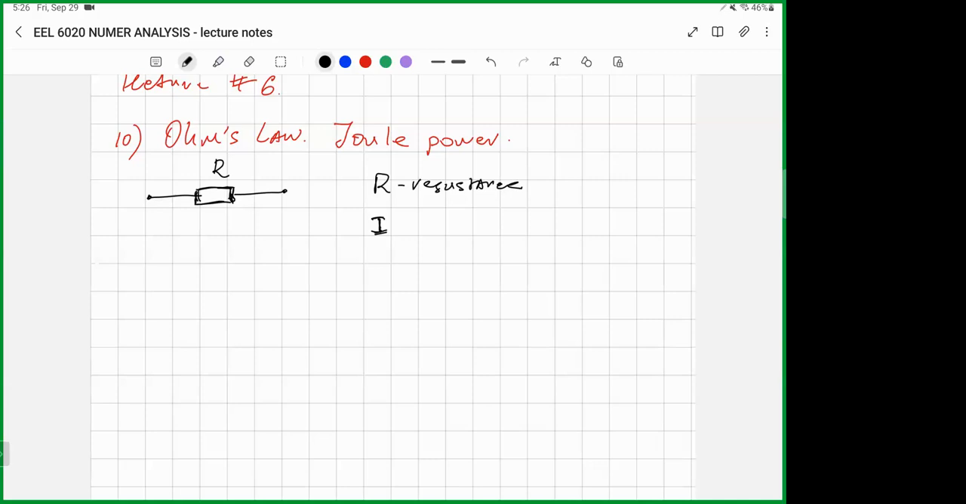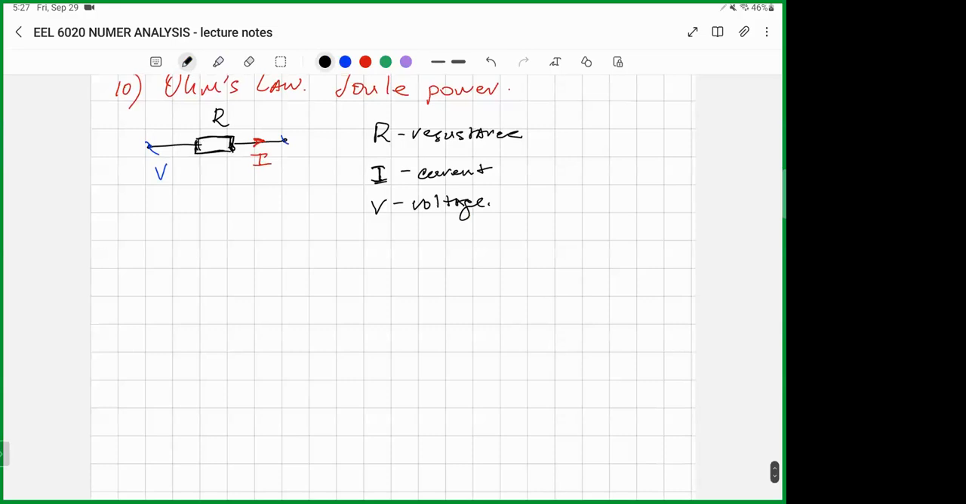So we have this resistor. We suppose that we have a current flowing through this resistor, and the current is caused by connecting this resistor to a power supply with voltage V. Okay, so this is the voltage. So this I is a current. V is a voltage.